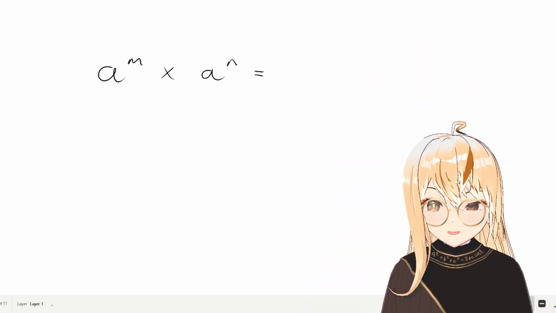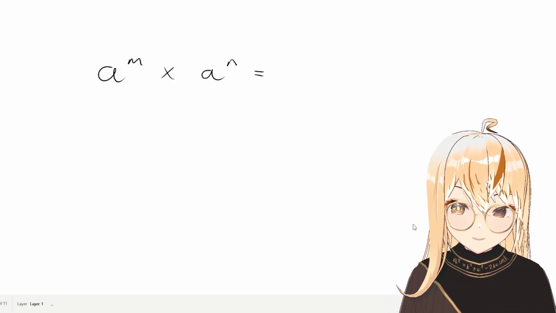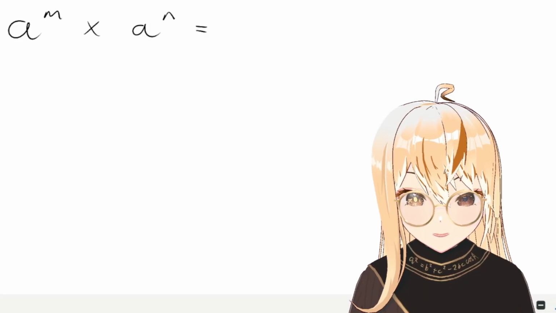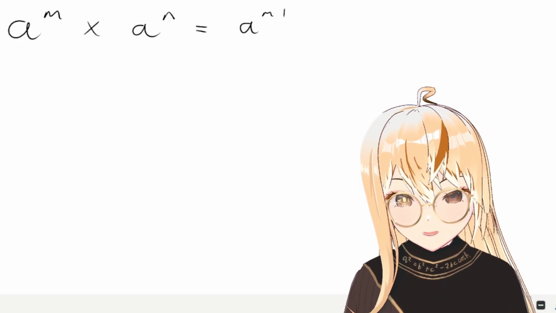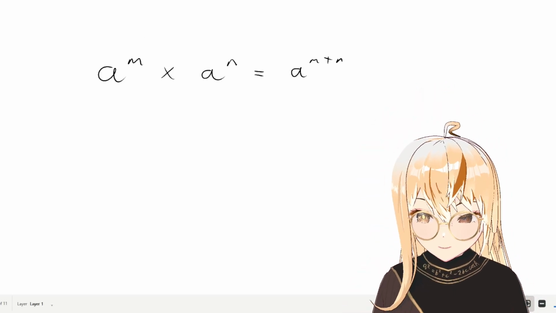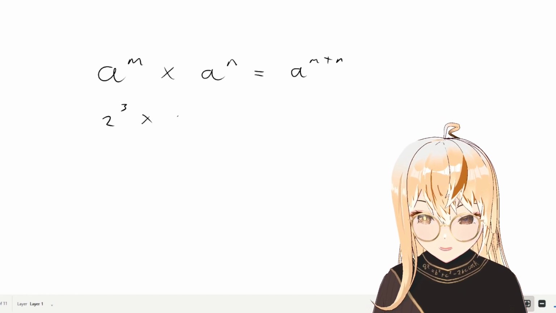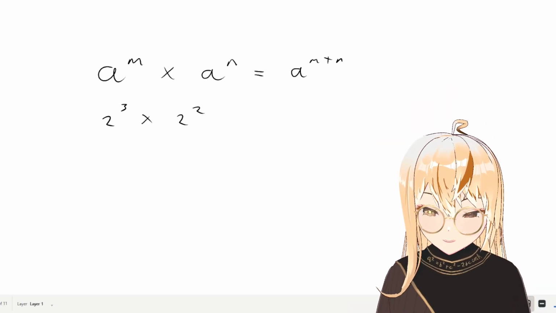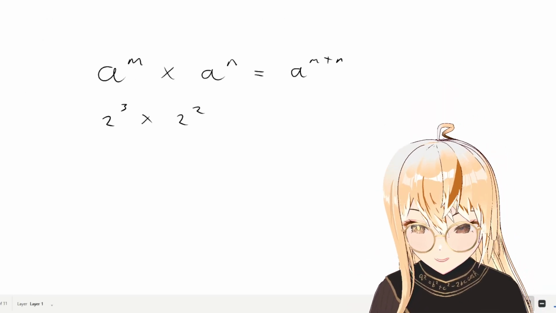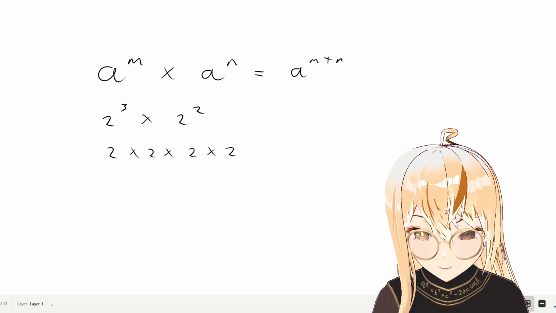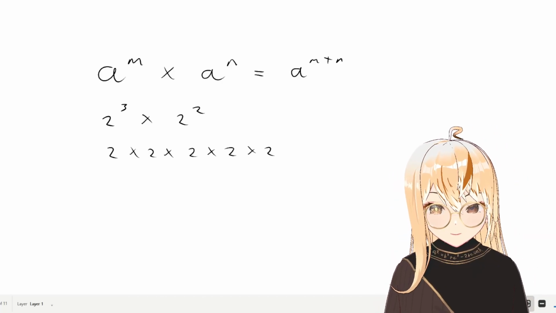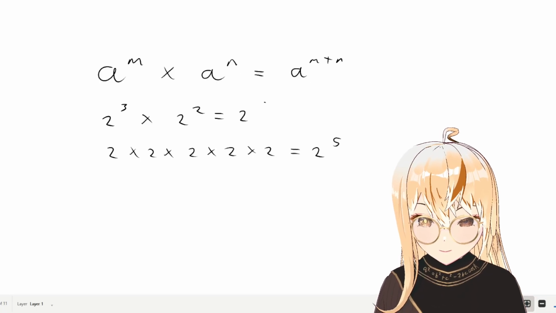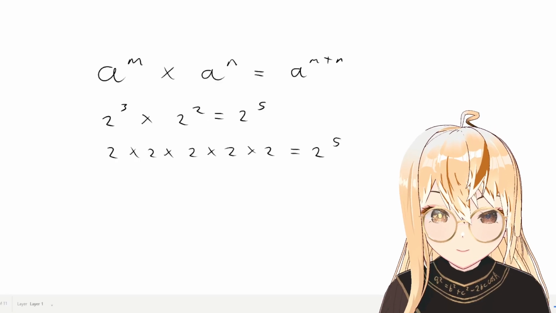Here we've got a to the m times a to the n, same base, a. So our first law is that when we multiply them, we're going to add the powers. So we'll get a to the m plus n. Let's provide an example. So let's say 2 to the power of 3 times 2 to the power of 2. Now what does that actually mean? It's just 2 times 2 times 2 times 2 times 2. Let's just write all of that out. So like that. And you'll notice that we have 5 2's, which means that that is equal to 2 to the 5. Well, that was quick, wasn't it?